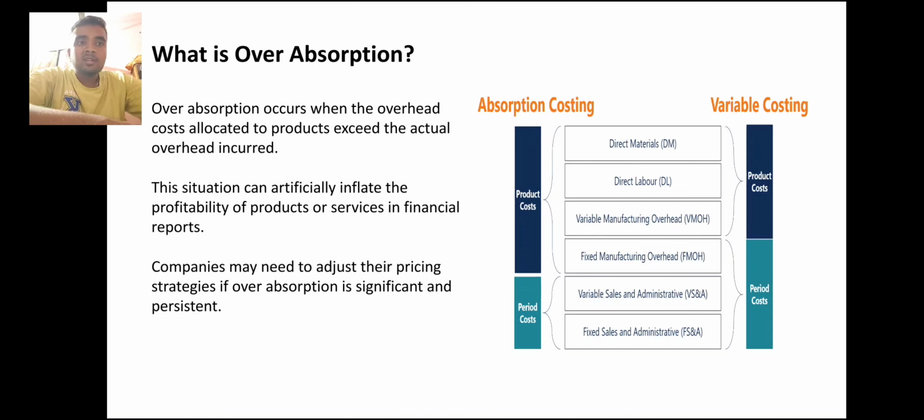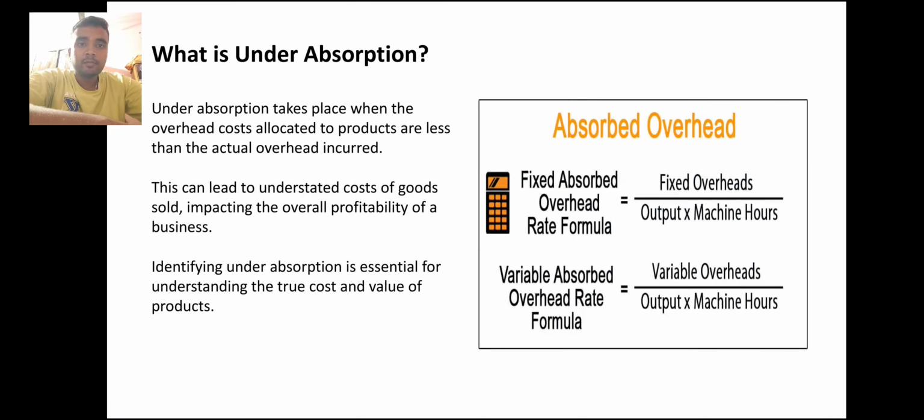Absorption costing and variable costing come under product cost and period cost, where product cost refers to direct materials, direct labor, variable manufacturing overhead and fixed manufacturing overhead, whereas period cost comes under variable sales and administrative and fixed sales and administrative.